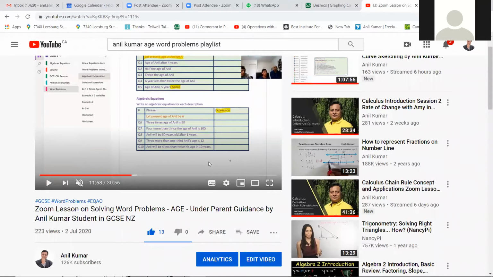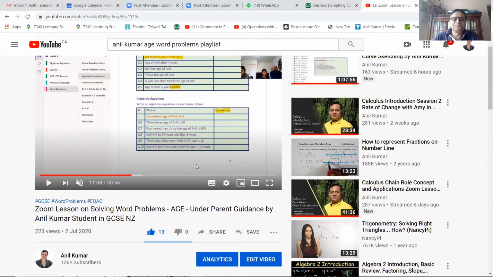Correct. Question nine. 3 more than 1/3 Anil's age is 12. 1/3 A plus 3 equals 12 is correct. Last, Anil will be 4 less than twice his age in 10 years.